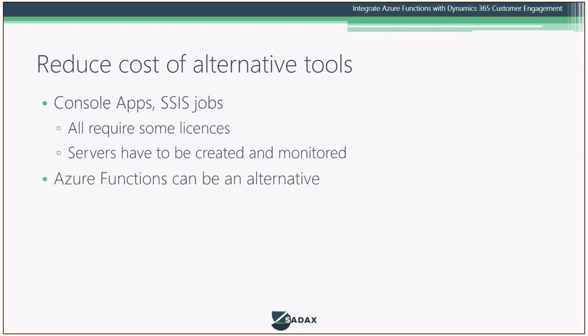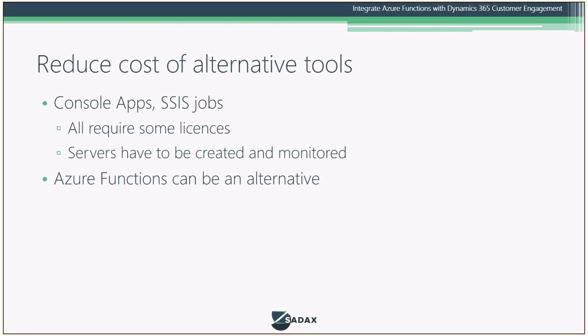And so if you're using Azure Functions, it could be an alternative to all of that, because you're reducing your cost for some licenses, you're reducing your cost for some monitoring of servers, and in theory, it can really change how you work. So these are the use cases that we've seen on the CRM side that are most commonly seen. There are more, of course, but these are the ones that we've seen over the past year or so on a very, very recurring basis.